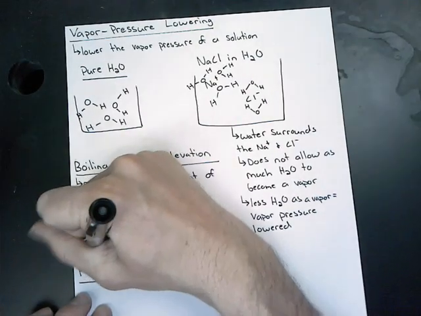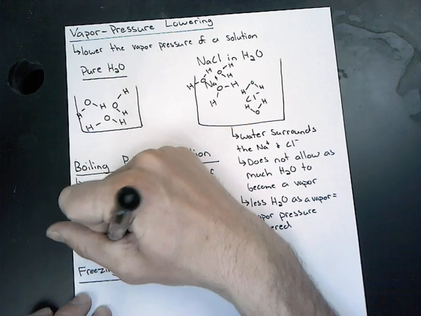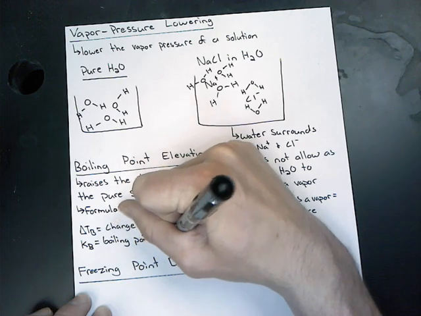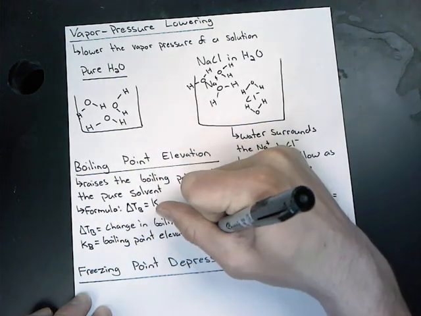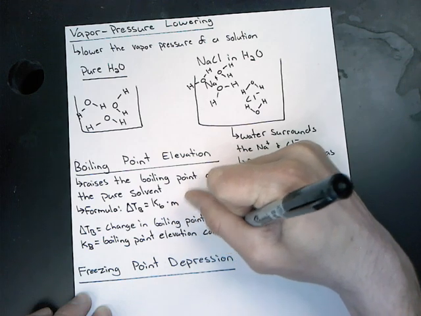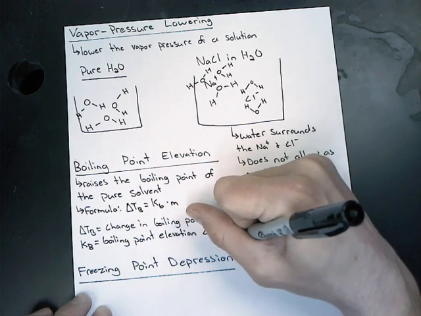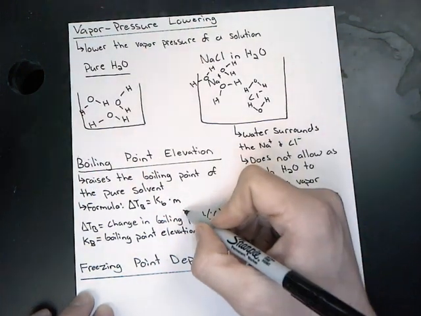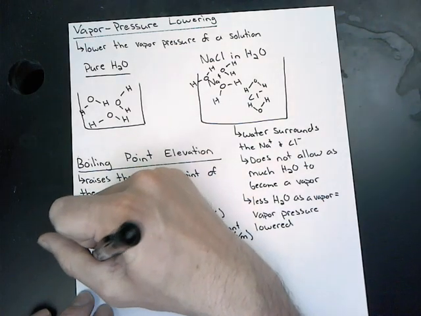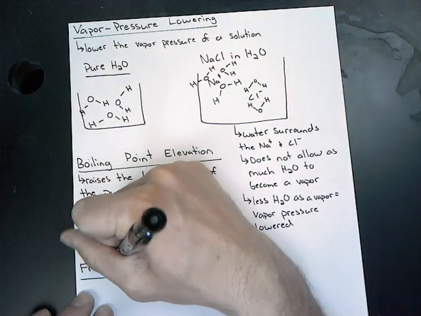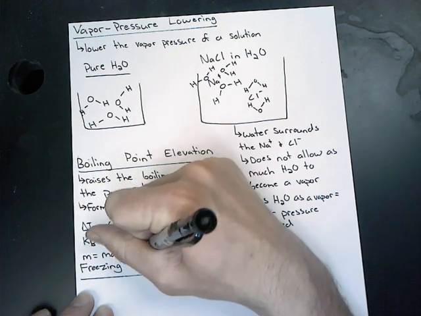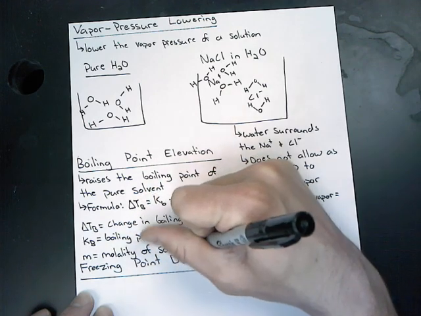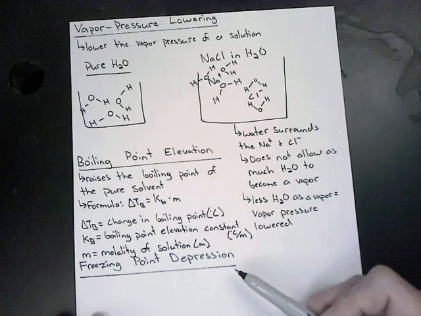The KB is the boiling point elevation constant, and it is in units of degrees Celsius per m for molal. Now the last thing in this formula is our m, and this is the molality of the solution, which again, molality is expressed in little m, and we'll talk about that here in a second.